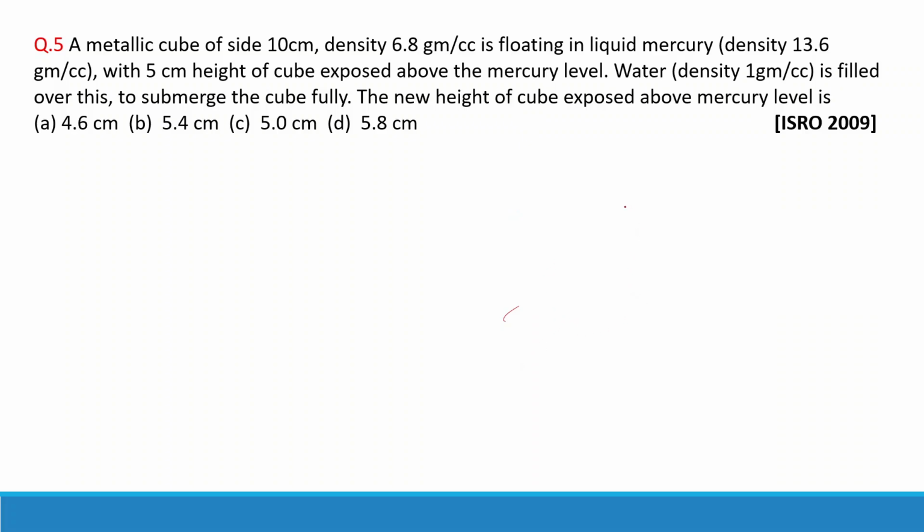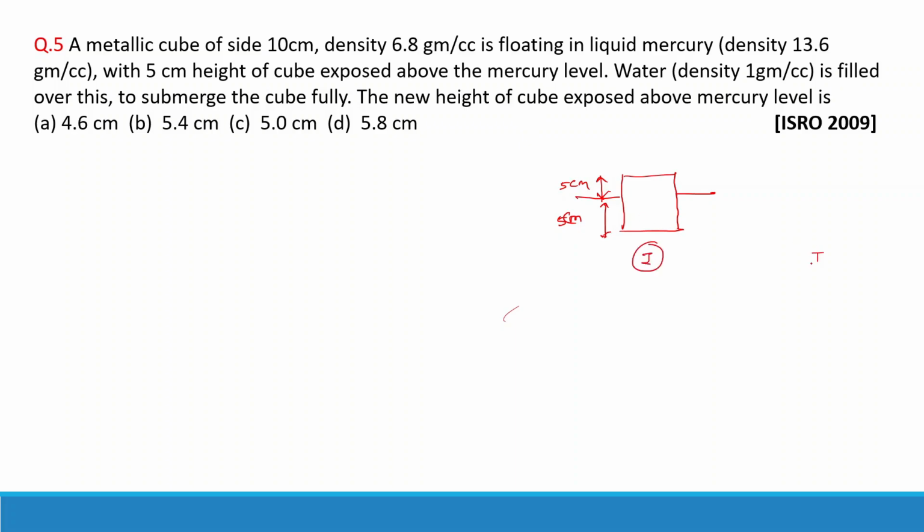So there are two conditions. Look, first, there is a metallic cube, side 10 centimeter, floating with 5 centimeter of the cube exposed above the mercury level. So total exposed is 5 centimeter and submergence is also 5 centimeter, because total height of this cube is 10. This is your initial condition.